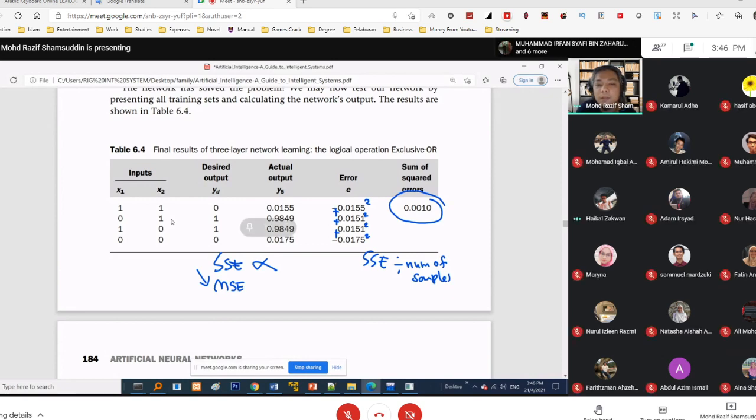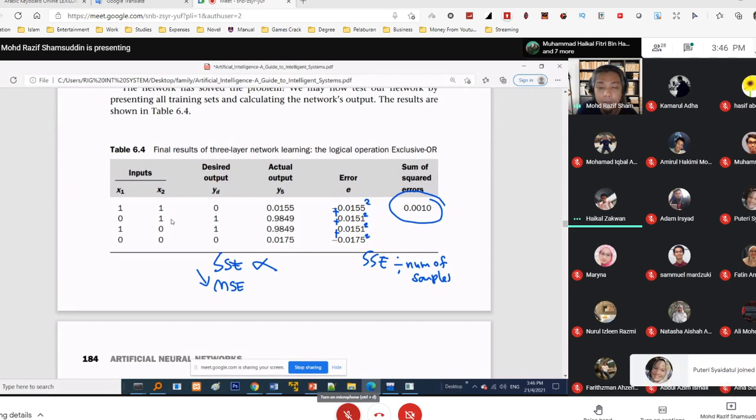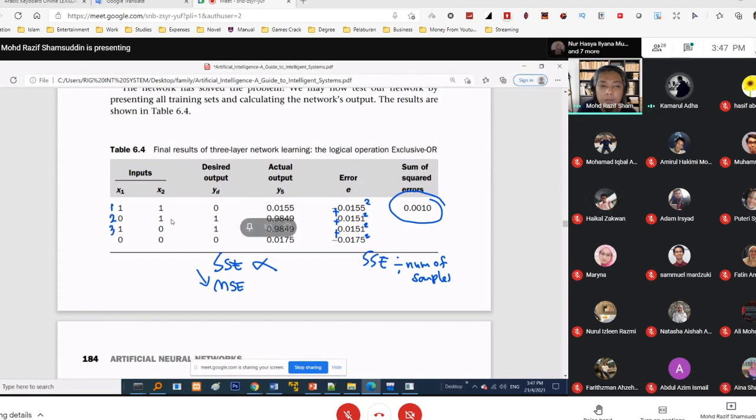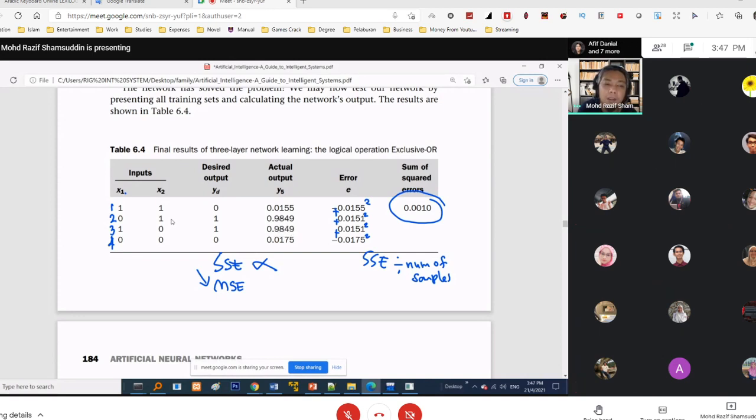Guys, how many samples do we have? 8? We have only 4. This one: 1, 2, 3, 4. Don't get confused. This is also very important. This is the basics. So this is the number of samples, and this is the number of inputs. Inputs here are 2. If the inputs were 3, it would become 8.